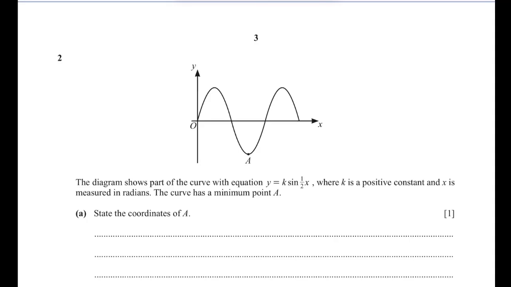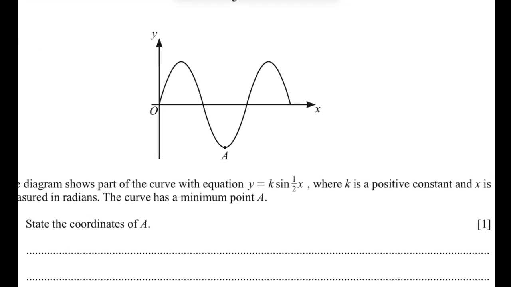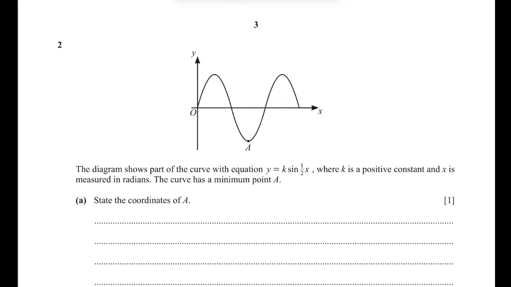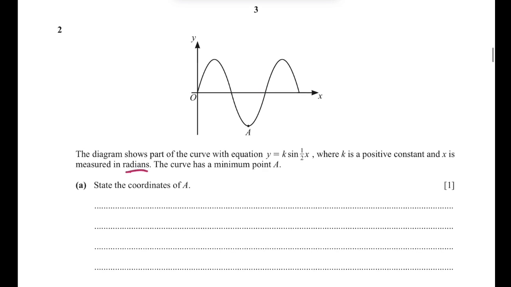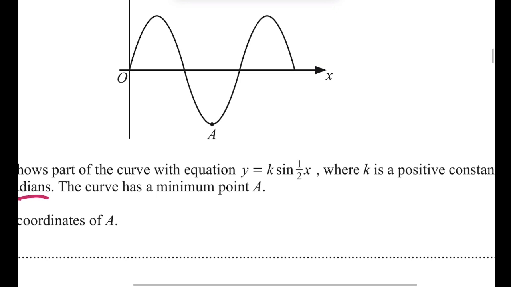Okay, the next second question, we have a question about transformation function. The function that we have here is the trigonometric function, y is equal to k sine 1 over 2x, where k is a positive constant and x is measured in radians. The curve has a minimum point of a. So state the coordinate of a.